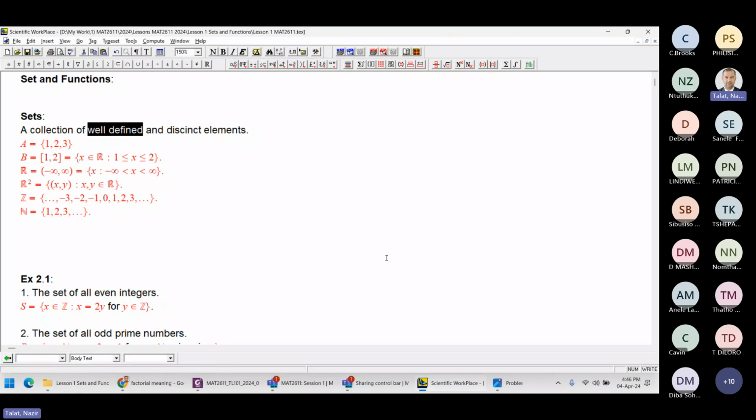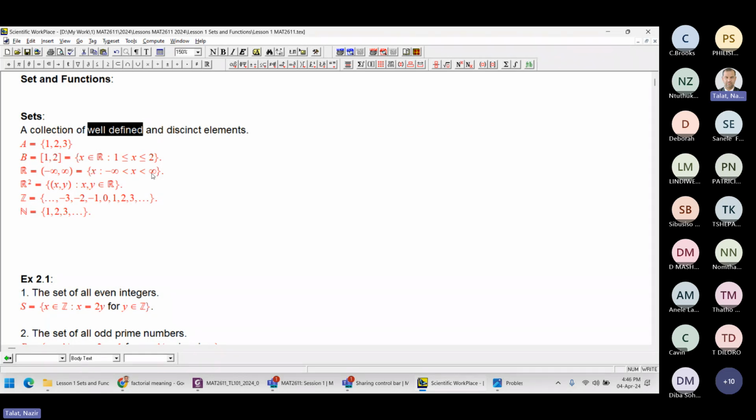And distinct elements means the elements should not be repeated. For instance, if you make a set 1, 1, 2, 3, it means that 1 is repeated, and that is not allowed. Every set has a unique representation, like 1, 2, 3, that's all.